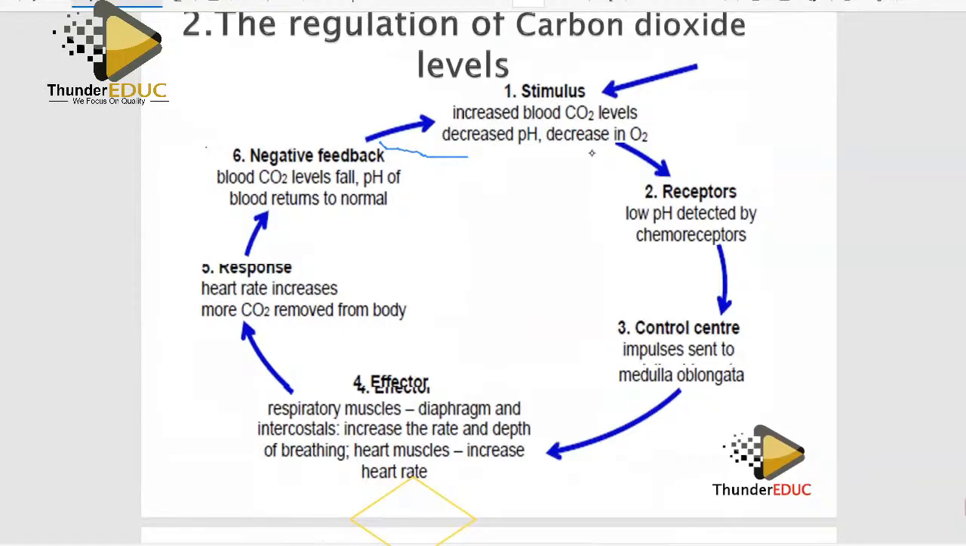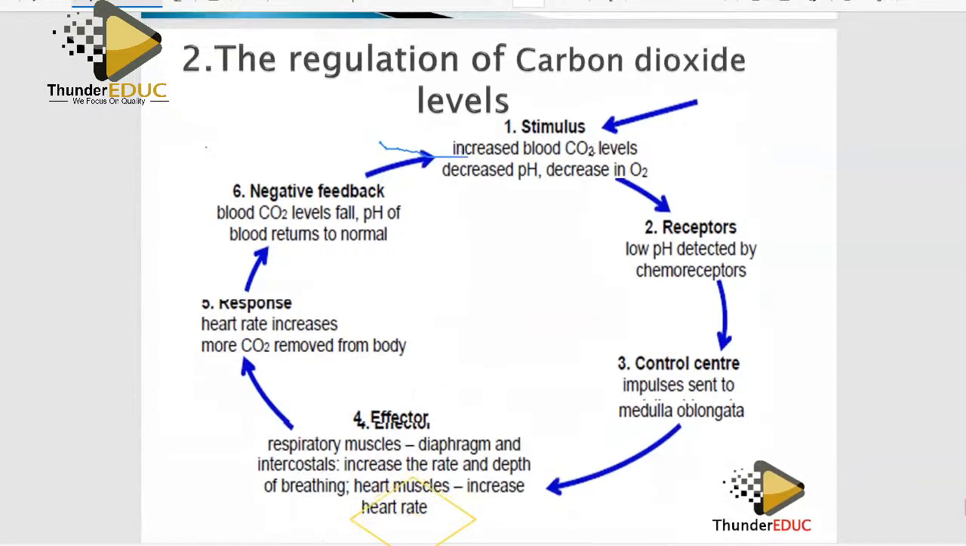They're saying it regulates the carbon dioxide level. So how does the negative feedback mechanism work for carbon dioxide? This one, because we don't want carbon dioxide in the body. There's no normal level of carbon dioxide that we want. That's why it only has one way. It doesn't have the second way.